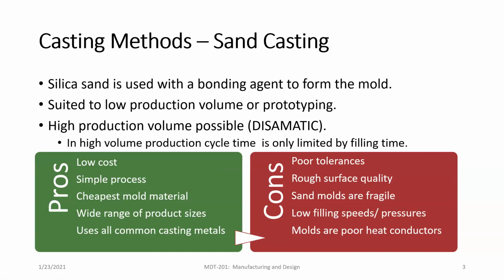This is probably what you think of the most when you think of casting metal. This is the oldest technique for casting, where we create a mold out of sand. Silica sand is used with a bonding agent to form the mold. The bonding agent is just going to hold it together so that it doesn't break apart easily. So it's kind of like a sticky sand, or a sand that holds its shape very well. It's suited for low production volumes or prototyping.